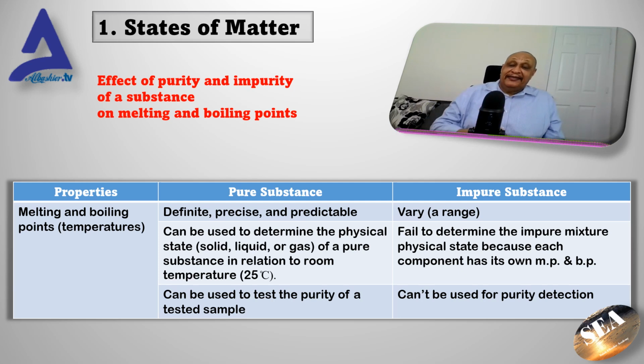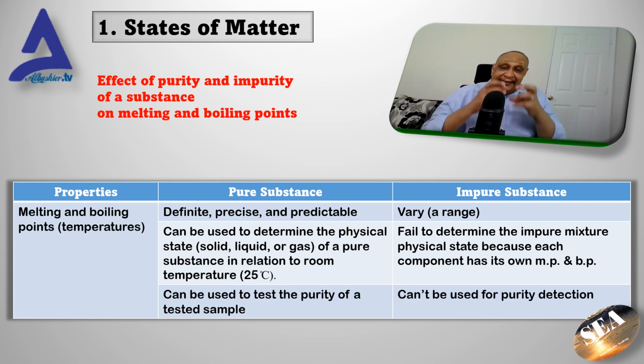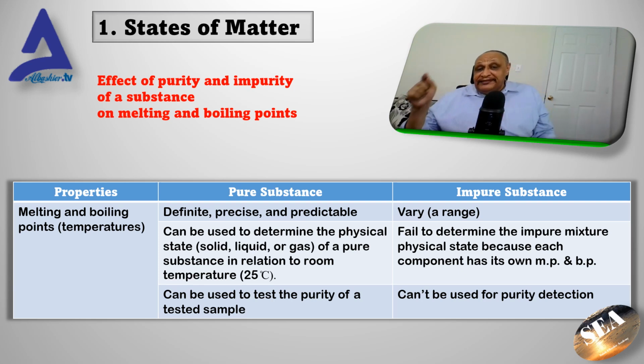If the tested substance melts below 25 degrees centigrade and boils below 25 degrees Celsius, that means this tested substance at universal room temperature, 25 degrees Celsius, is a gas.